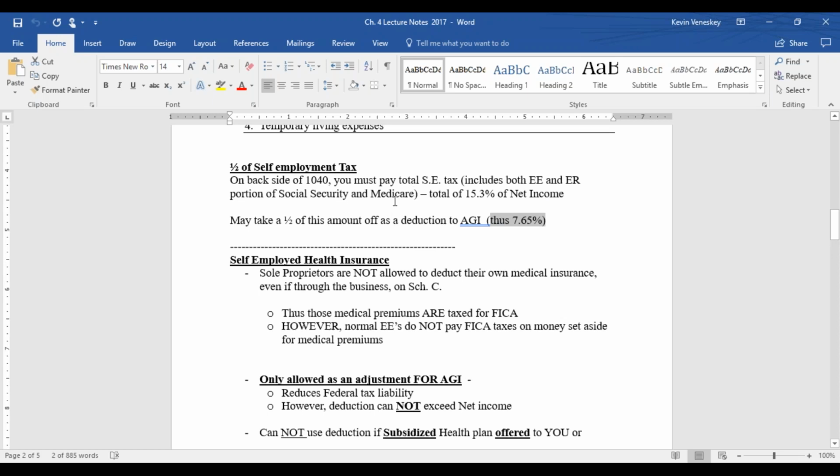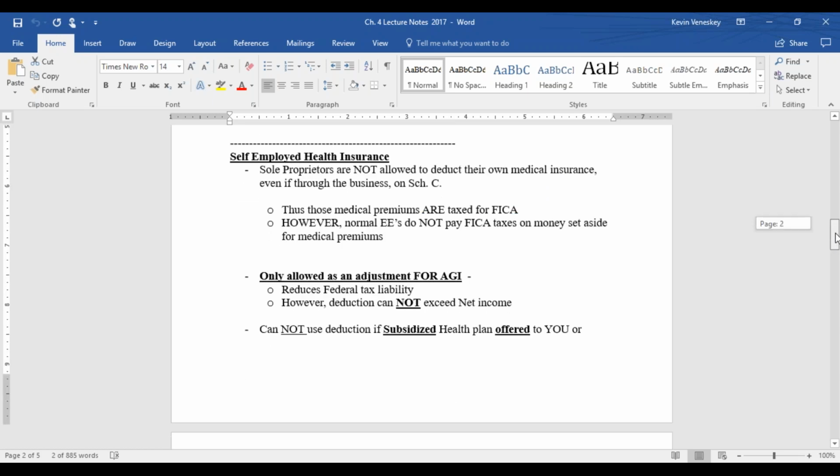We're not going to really see this in this week's material or even this first half of the semester, but when we get to Schedule C, I'll be sure to come back and show how that comes out, where that self-employment comes up.